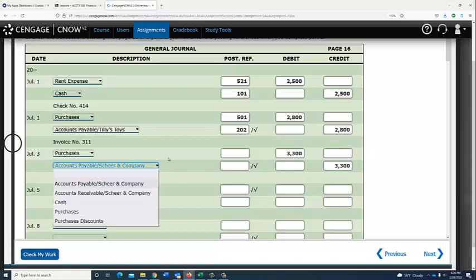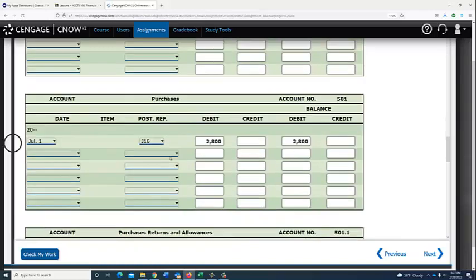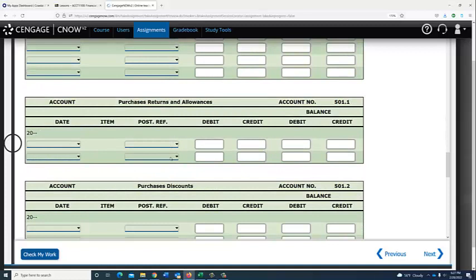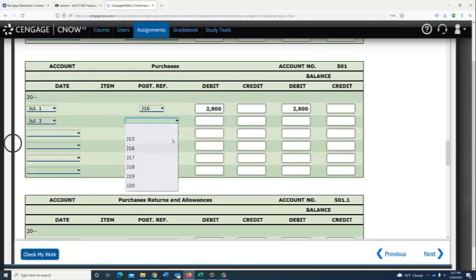Okay, let's go update our accounts now. We're going to debit purchases on the 3rd for $3,300.